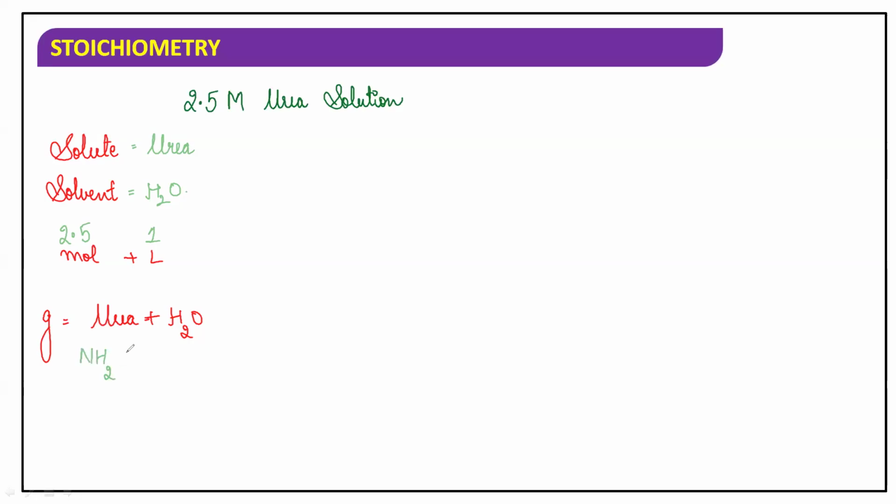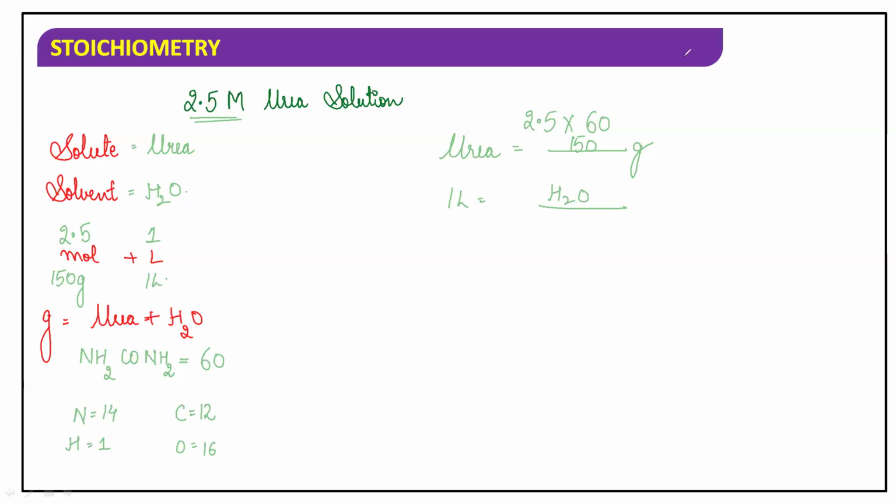Okay, now I'm telling you the formula of urea, that is NH2CONH2. Correct? Now you have to tell me how many grams of urea are to be added in 1 liter of water. So the molar mass of urea is 60 grams, right?